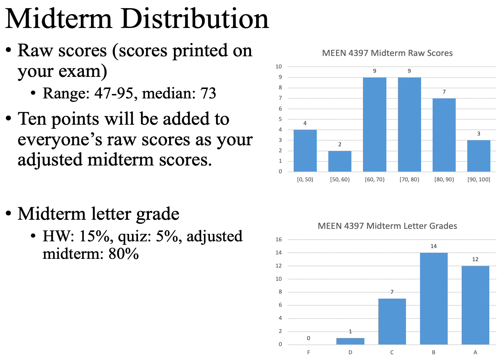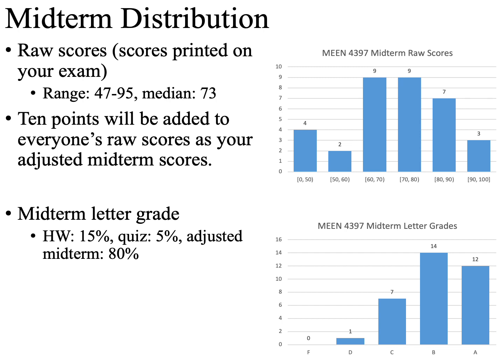So the raw scores are the scores written on your exam. The range is 47 to 95 with a median of 73. In the top right corner, this figure shows the midterm raw score distribution, for your reference only.